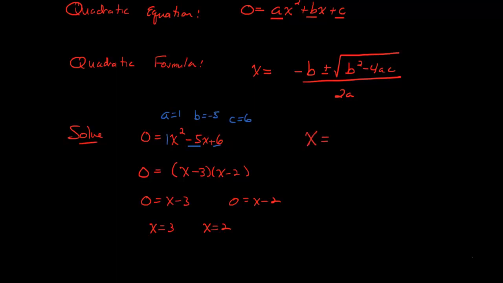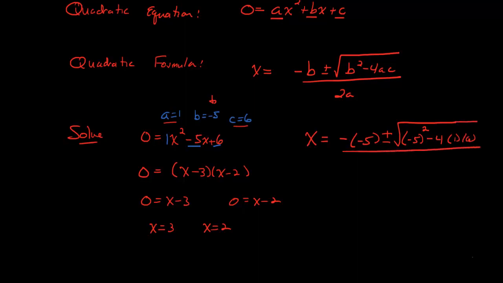So you would have x equals negative 5, because b is negative 5, so you plug that in as negative 5, plus or minus the square root of b squared, which is the quantity negative 5 squared, minus 4 times a, but a is 1, times c, which is 6. And this is all underneath the square root. This is divided by 2 times a, but again, a is equal to 1.